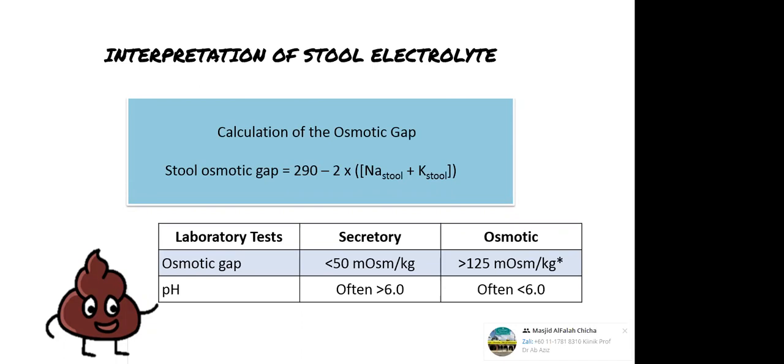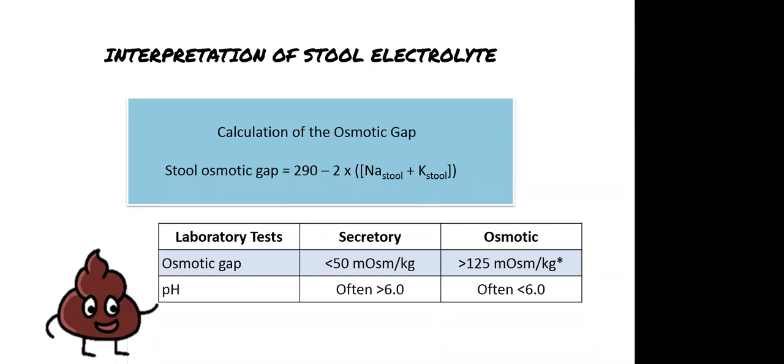So how do we differentiate? Usually in secretory diarrhea, the osmotic gap is less than 50. The cutoff for secretory is less than 50, and for osmotic it is usually high, more than 125. This is based on most sources. Other sources might say more than 100, or more than 75. I'm not sure which one is the cutoff for the osmotic one. But usually, just remember the osmotic is more than 100 and secretory is less than 50.